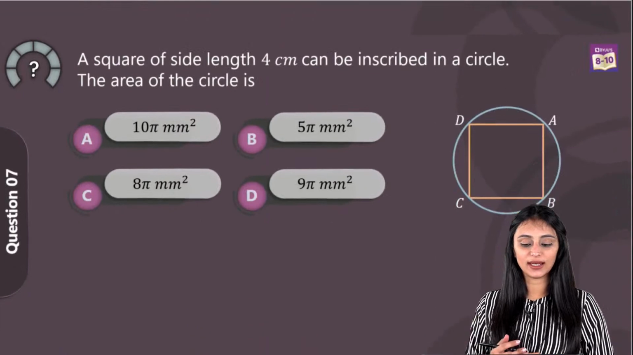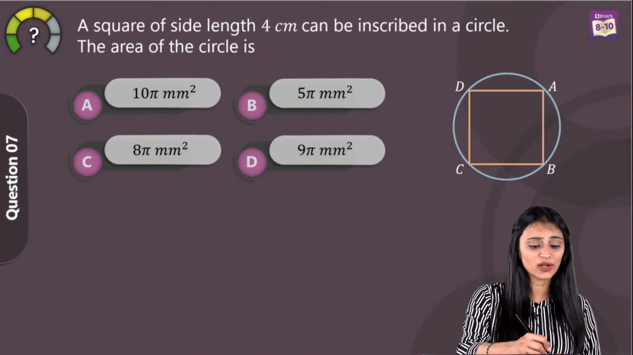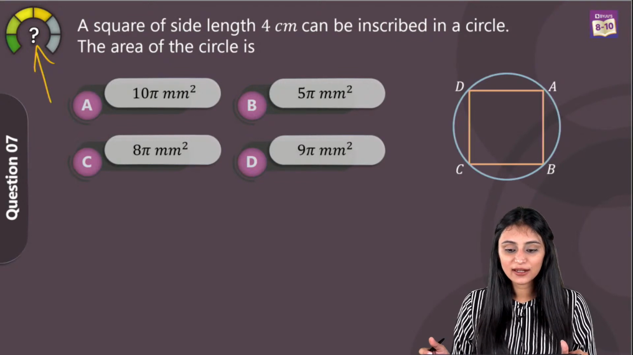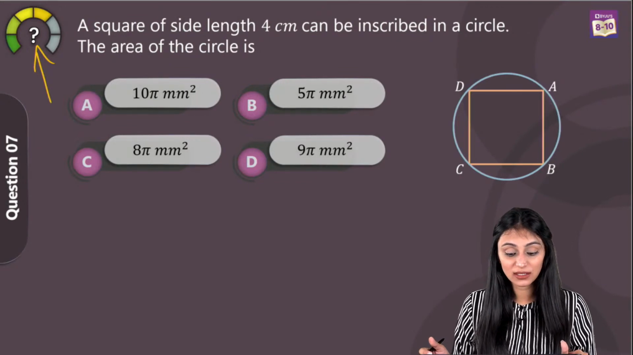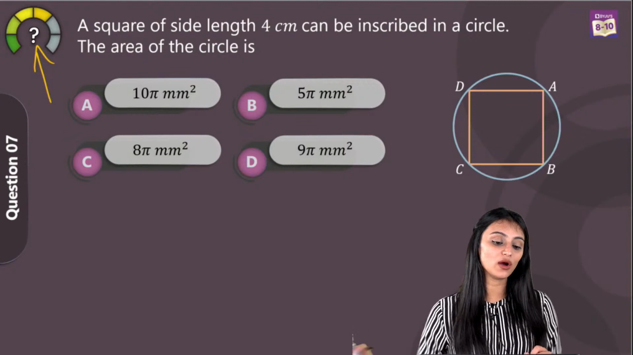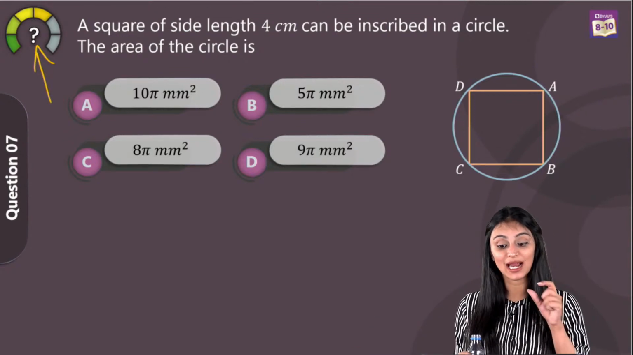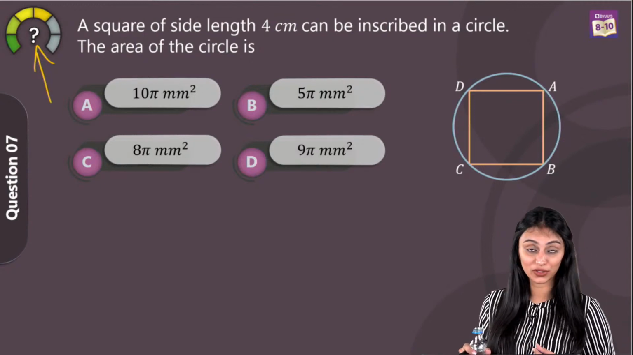Now let's take a look at the next one. Here we have question number 7, and you can see that it's a moderate one. A square of side length 4 centimeter is inscribed in a circle. The area of the circle is? Here you have a square inscribed in the circle, and you can see that the figure is given over here.